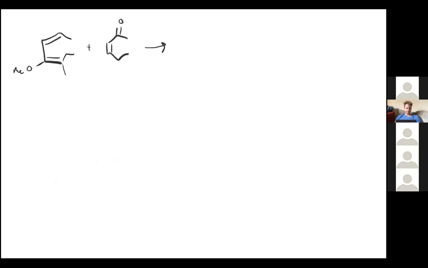All right, so let's walk through this first one. We're going to start off by drawing out all four possibilities. So we're making a six-membered ring with a double bond on each one of these. This OMe is not going to have any stereochemistry. We can start out with that.